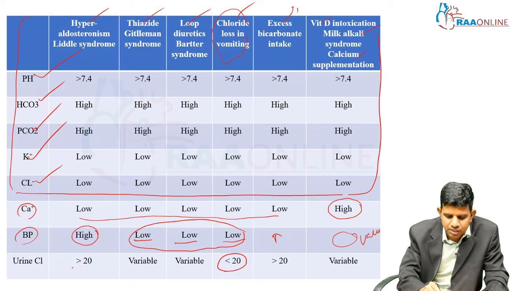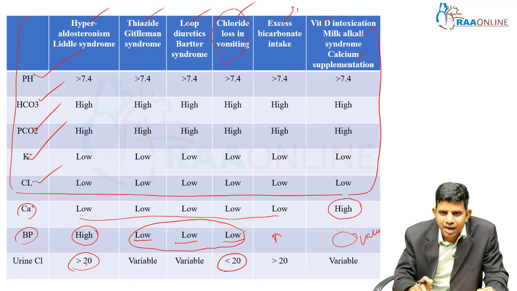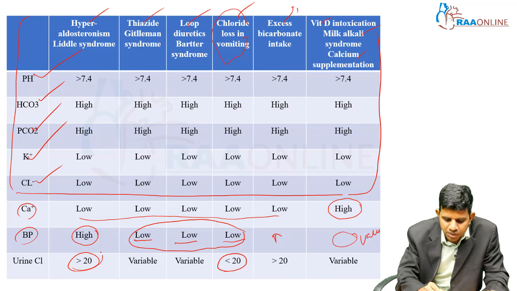In a hyperaldosteronism condition, the volume status is normal. Even if I give normal saline, this patient's metabolic alkalosis won't be corrected. It is called chloride resistant metabolic alkalosis. Here the volume is normal, even higher than normal. So, urine chloride will be more than 20 in hyperaldosteronism.